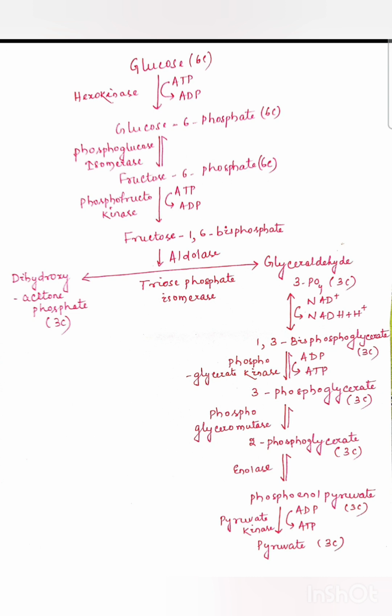Then from glucose 6-phosphate, fructose 6-phosphate is formed. Then from fructose 6-phosphate, fructose 1,6-bisphosphate is formed. Then fructose 1,6-bisphosphate splits to form dihydroxyacetone phosphate and glyceraldehyde 3-phosphate. Then from glyceraldehyde 3-phosphate, 1,3-bisphosphoglycerate is formed. Then from 1,3-bisphosphoglycerate, 3-phosphoglycerate is formed. Then 2-phosphoglycerate, then phosphoenol pyruvate, and from phosphoenol pyruvate, pyruvate is formed.